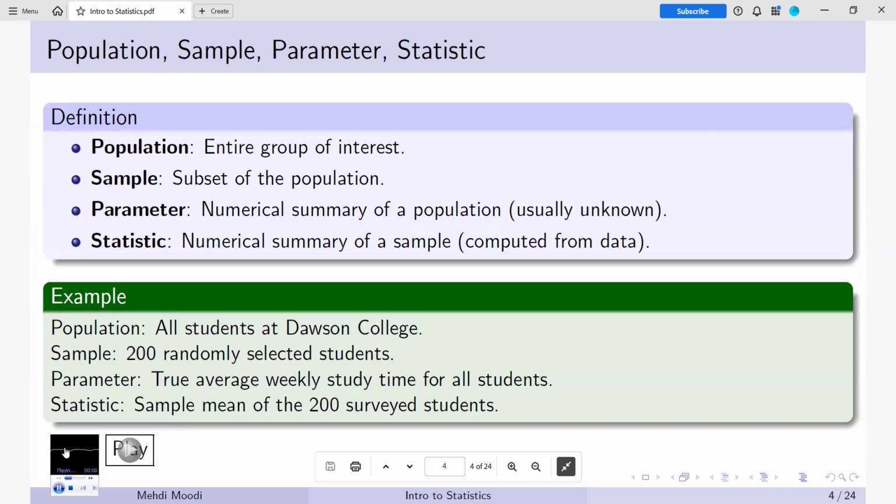A population is the whole group we want to study. A sample is the smaller representative group we actually measure. A parameter is a number describing the population, like the true proportion of Canadians who support a new policy. A statistic is the number we get from our sample, like the proportion of supporters in the 2,000 people we actually surveyed.